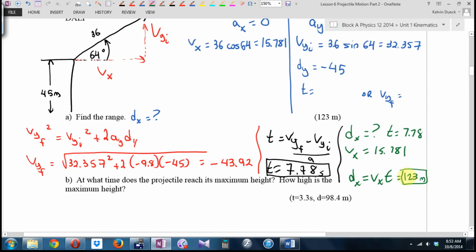Now, that was because I gave you dy. Look up, my angels. What if instead of giving you this, what if I told you the range? What if you knew this? It gets way easier, because to find time, how would you get t by itself in this equation here? Just divide by Vx and you're done. No quadratic, no Vf squared equals Vi squared.